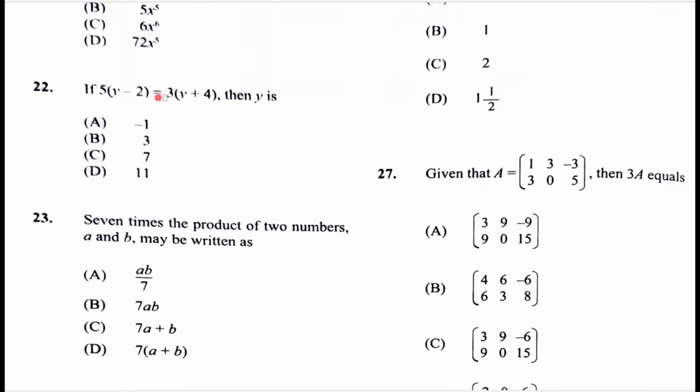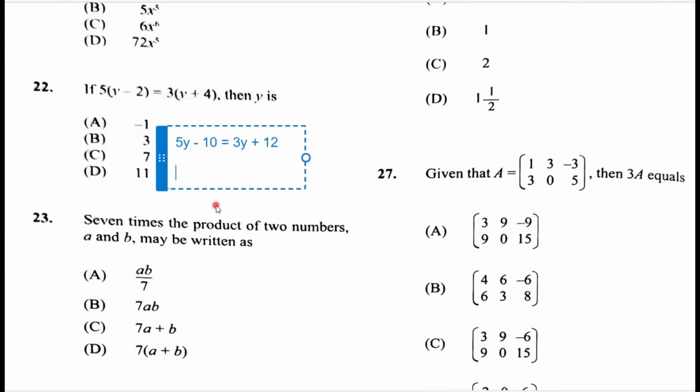5 into y minus 2 equal 3 into y plus 4, what is y? So I may have to do some stuff here. I'm going to multiply 5 by everything. What will you get? You'll get 5y minus 5 by 2 is what? 10. Equal to what? 3 by y is 3y, plus what? 3 by 4 is what?